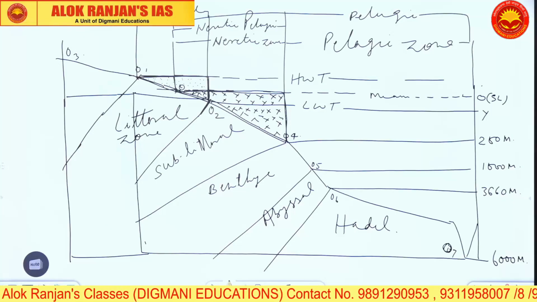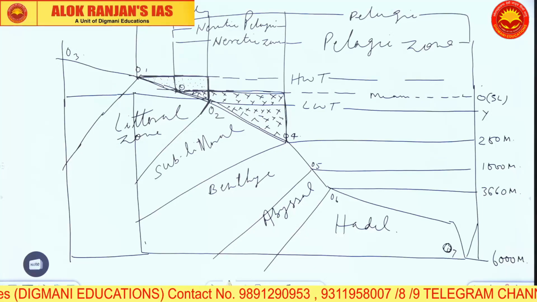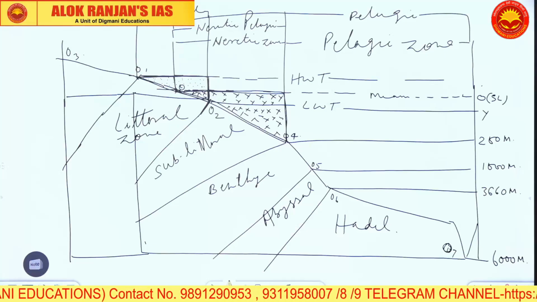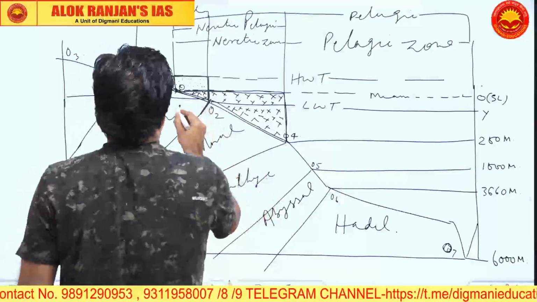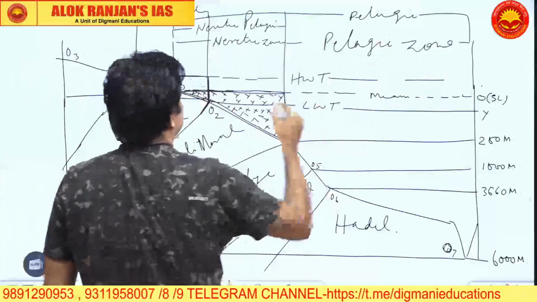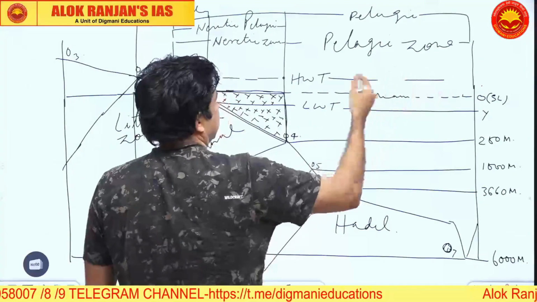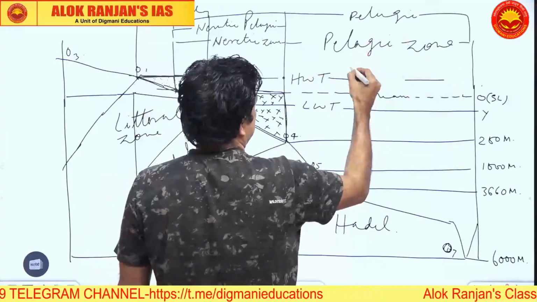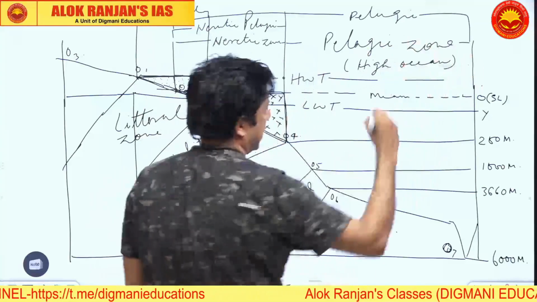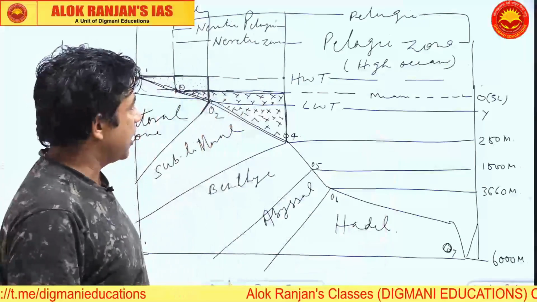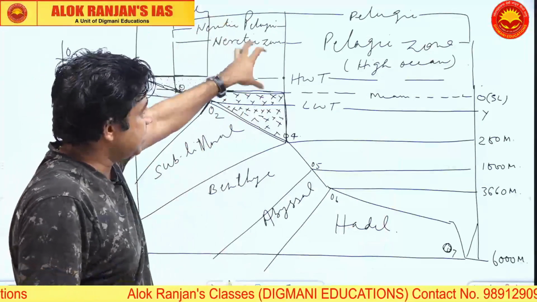I hope there is no confusion. The entire open ocean is called pelagic ocean. So some scientists will consider the entire ocean as pelagic. Some consider beyond 200 meter depth it is pelagic. After neritic it is pelagic. After neritic, however, it is called the high ocean. So high ocean is nothing but pelagic zone. So we have littoral, neritic, pelagic.